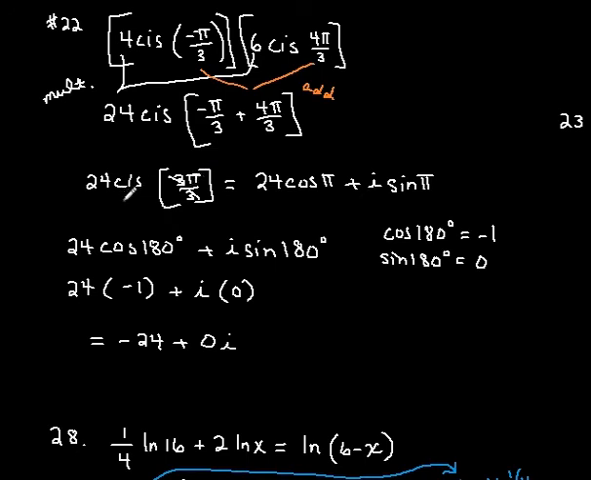Then you split it up. You have 24 cos pi, where C stands for cosine, plus 24 i sine pi, where i stands for the imaginary number. I think I forgot the 24 here, but it ends up going away anyway, so let me put it in there. 24 sine.